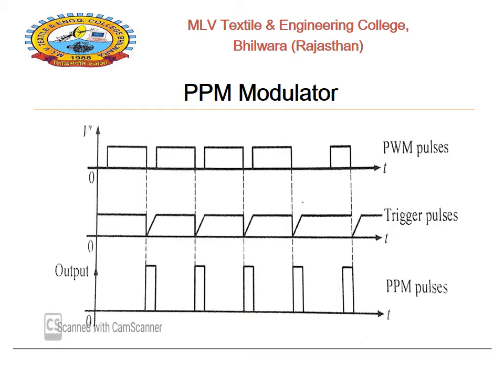Here is the waveform representation of the PPM modulator. The first waveform is the PWM, where the width changes according to the analog signal. Next is the trigger pulses.